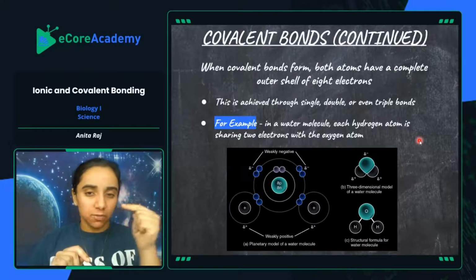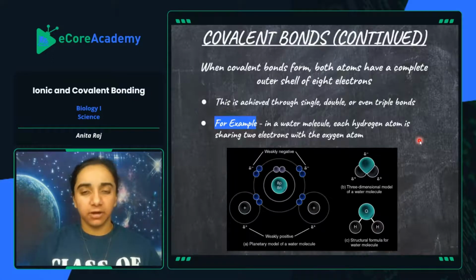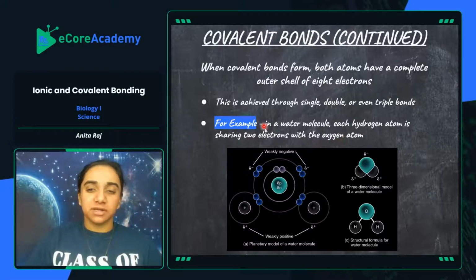Single bonds, you'll just see that one dash. Double bonds, 2. Triple bonds, 3. The triple bonds are pretty rare, but you might run into them, so just know what they are. A good example of this is a water molecule. I always bring up water because water is a really big part of this unit. We'll actually be doing a few lessons on just the chemical properties of water because it's so unique.